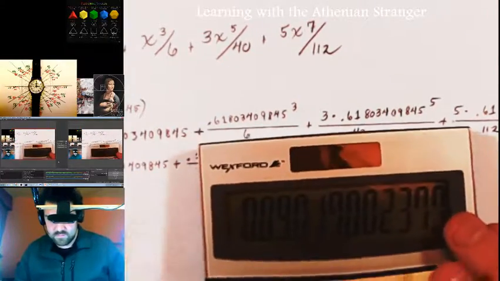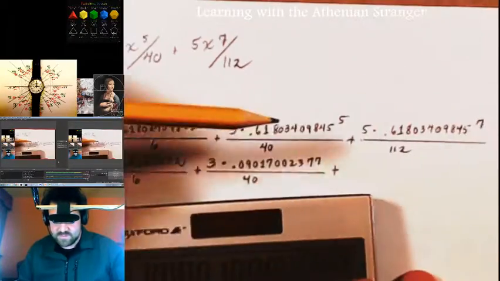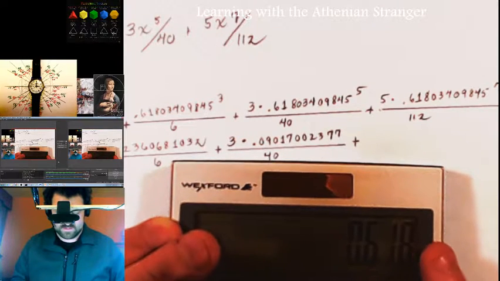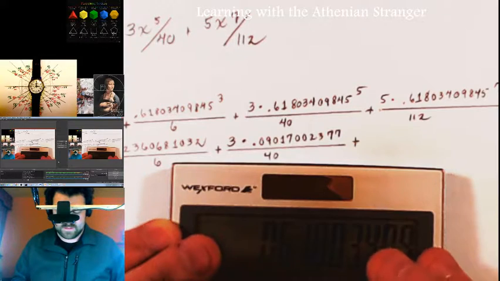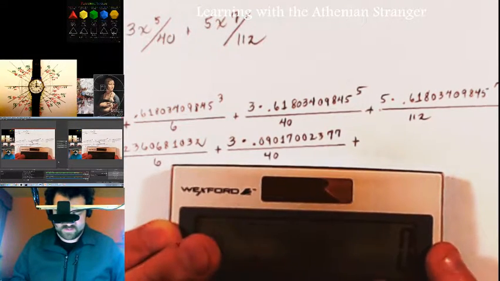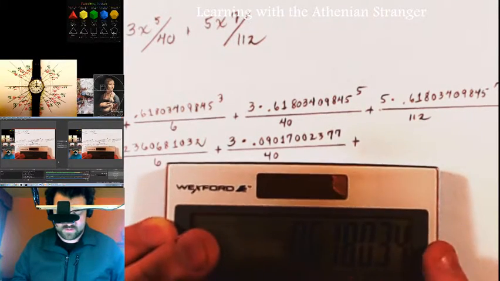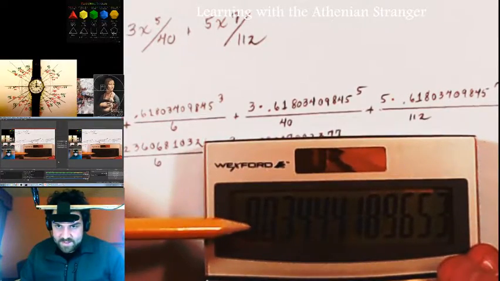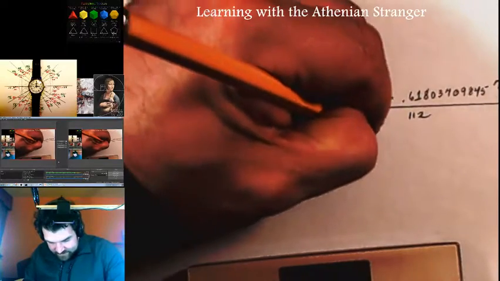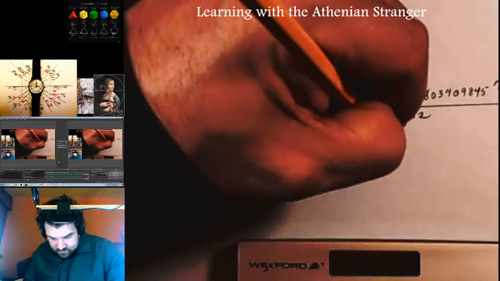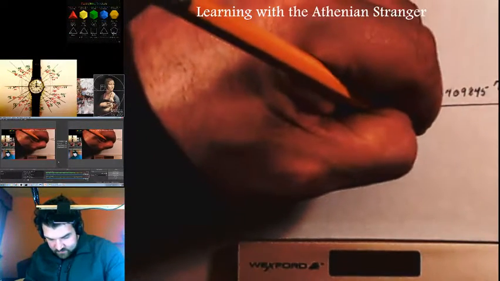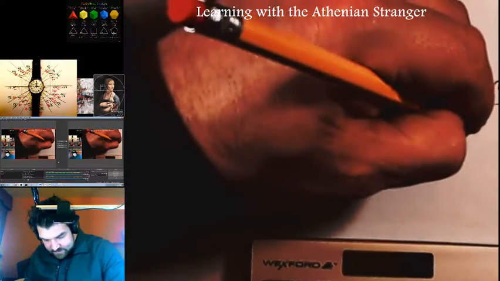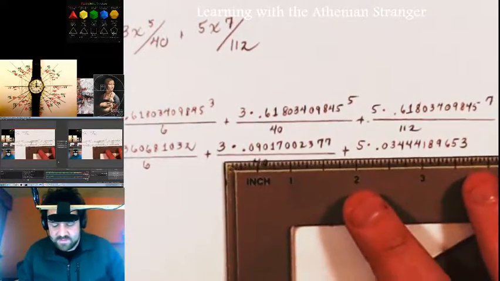Now remember, this number was 1 over phi to the 5th. So if I want to get to the 7th, which is where I need to be, I just need to multiply it by itself 2 more times. So times 0.61803409845 times 0.61803409845 equals. Ladies and gentlemen, brothers and sisters, this is 1 over phi to the 7th. So this term here is 5 times that number right there in the calculator, which is 0.03444189653. And ladies and gentlemen, the benefit of doing this is if at any point you make a mistake, you have written down every step.